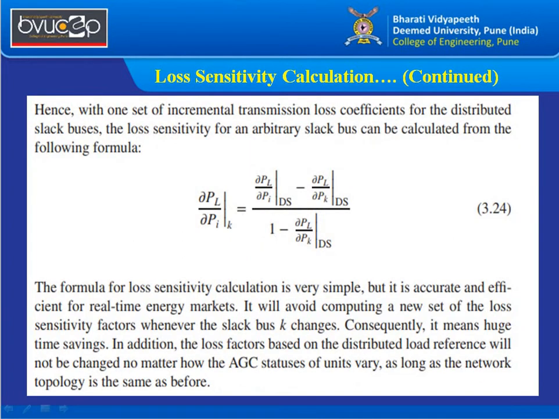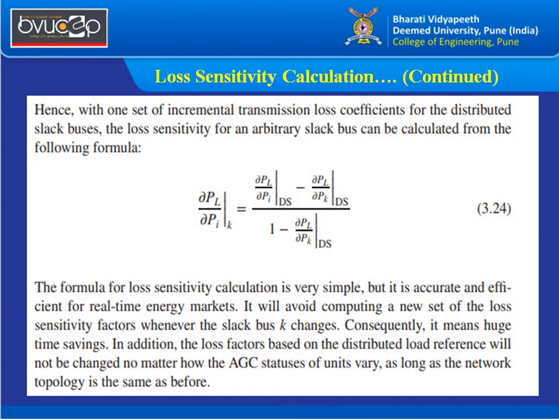Note down the equations. Now we can have a set of incremental transmission losses by considering the arbitrary slack bus, which can be calculated using this formula: delta PL by delta Pi for the distributed slack, minus delta PL by delta Pk for the distributed slack. So this equation is almost like output minus input upon 1 minus losses. It is the same as that equation. The formula is very simple, very effective and accurate for use in the real-time energy market.